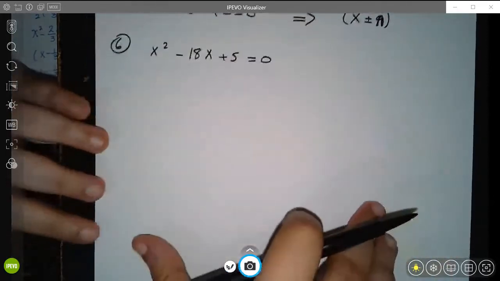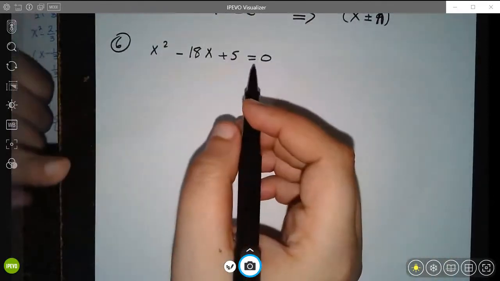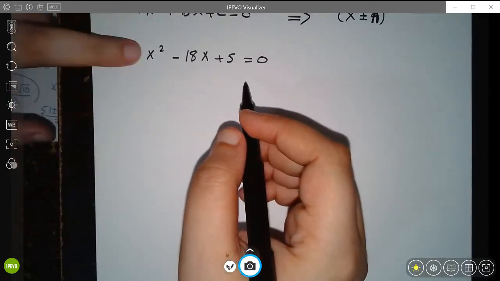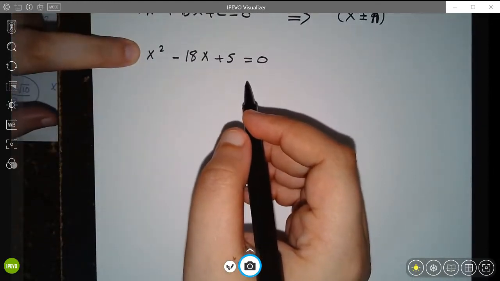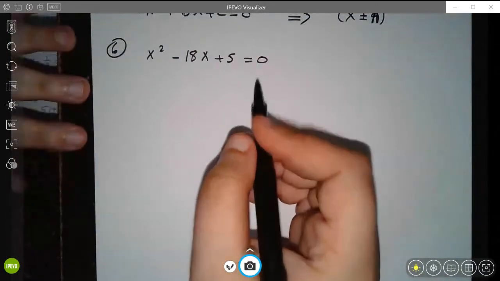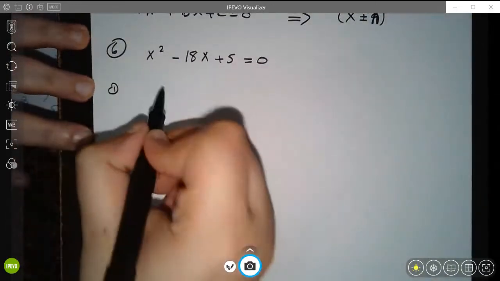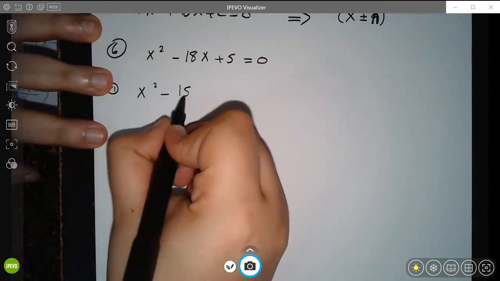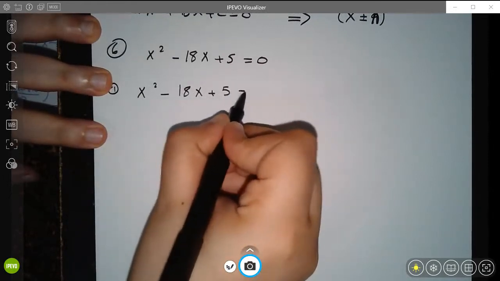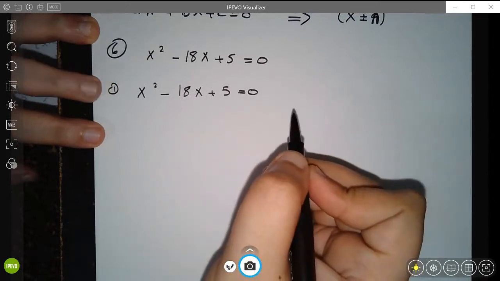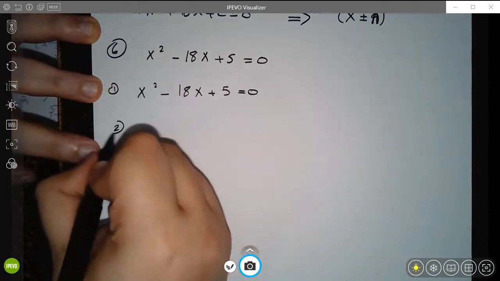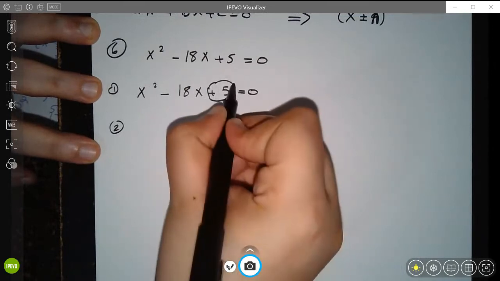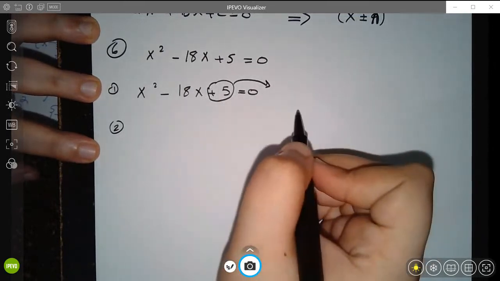So let's try. Step 1. First thing you need to do is make sure that the coefficient of the x squared is 1. In this case, it is. So after step 1, this is the result. Nothing happens. We're good. All right? Now, step 2. I want you to grab the positive 5 here, the number, and move it to the opposite side.